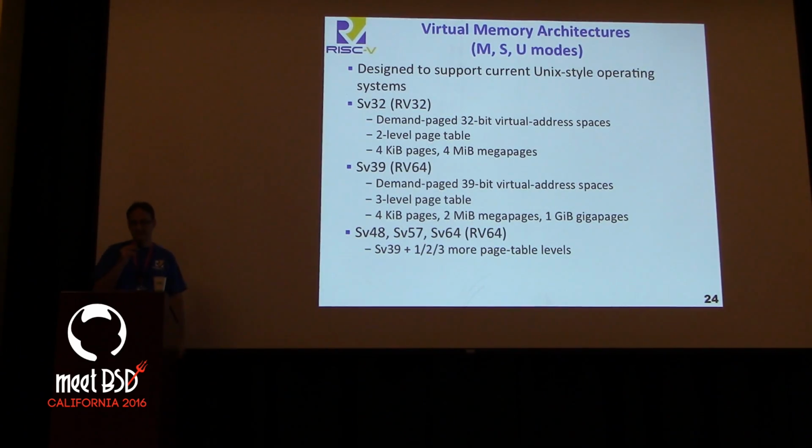A conventional nested page table with super pages, so 2 megapages and 1 gigapages, are also supported in the architecture. So I think already our Linux port has the transparent promotion. I must admit ignorance whether BSD does the same thing.